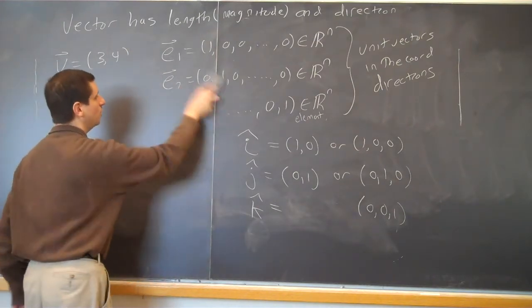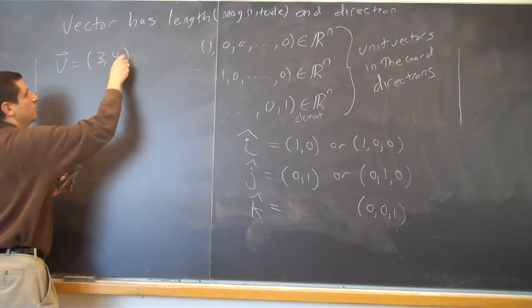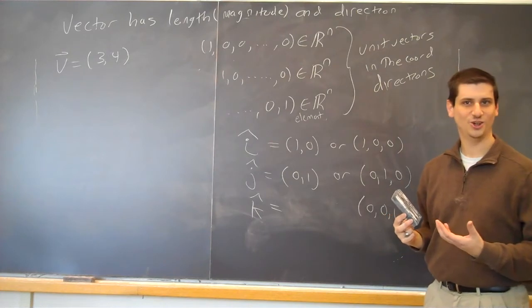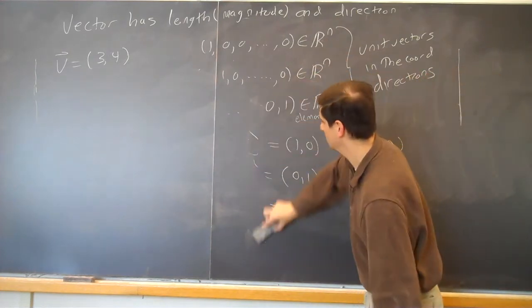This is an extremely well thought out lecture. This is one of the advantages of being at the 11 o'clock class rather than the 10 o'clock class. Why do you think I chose the vector (3, 4)?